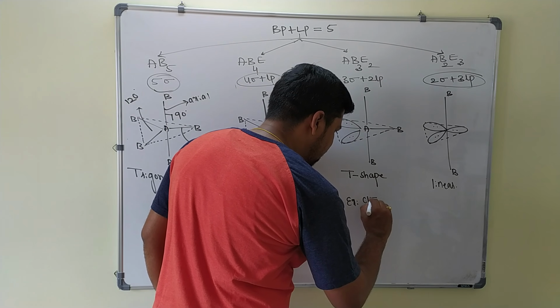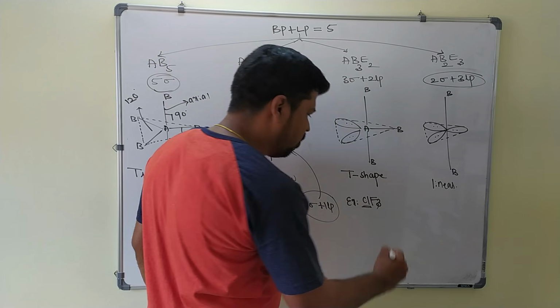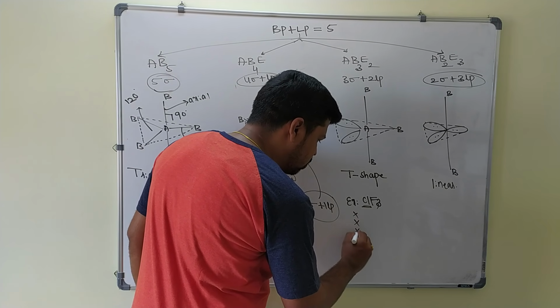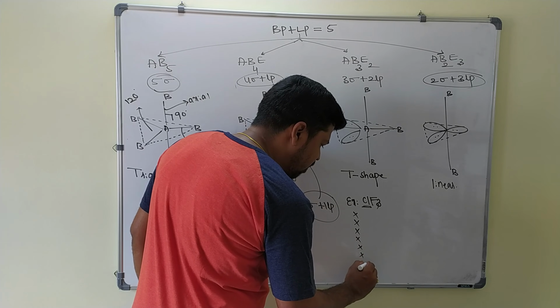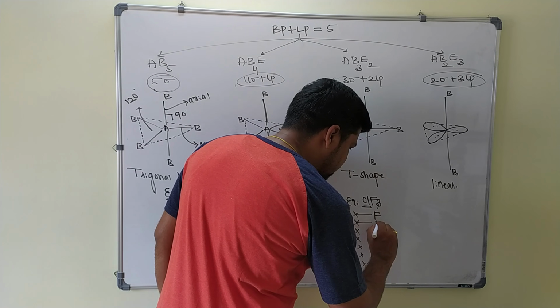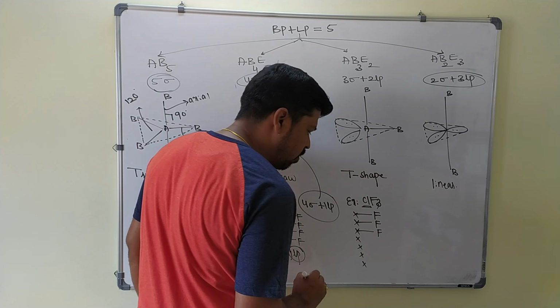Next example we will write for T shape of the molecule. Example we will write ClF3, where the chlorine is the central atom. How many valence electrons in the chlorine? Since it belongs to the halogen group, it must have 7 valence electrons. Out of 7 valence electrons, each fluorine utilizes 1 electron, so that 3 sigma bonds are formed.